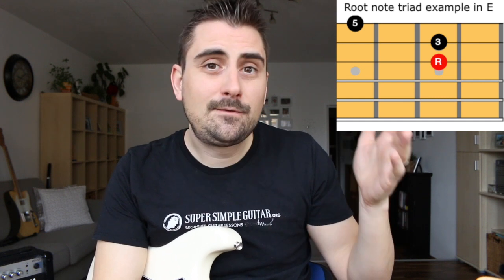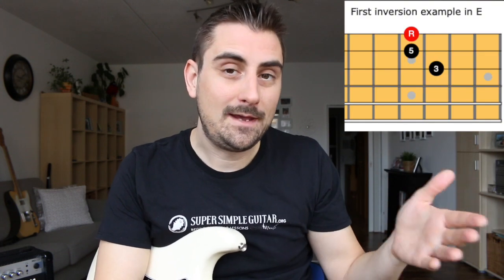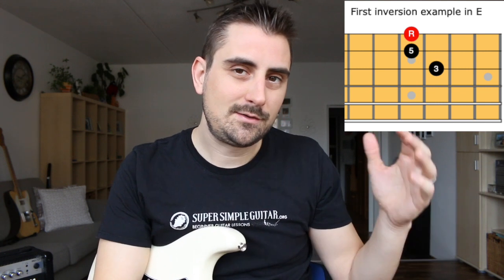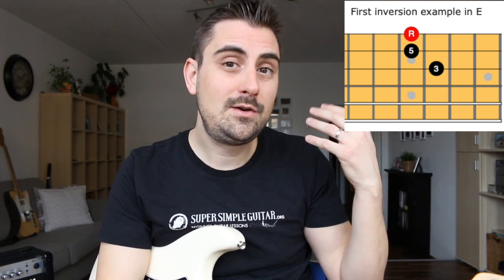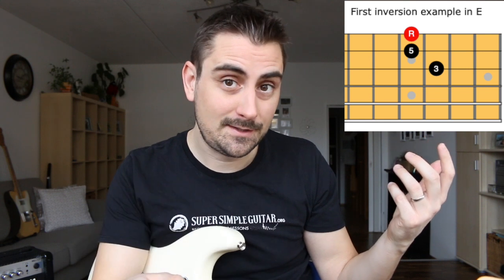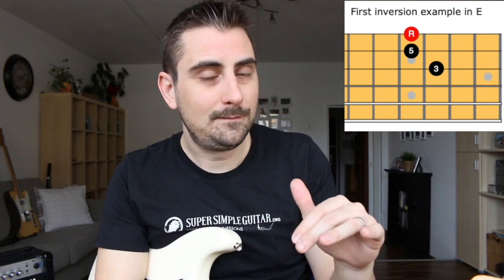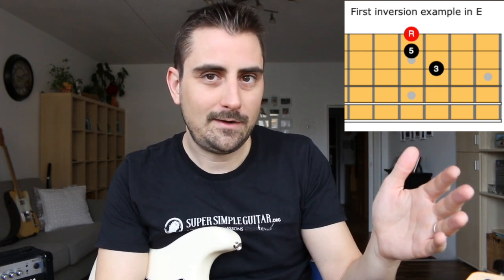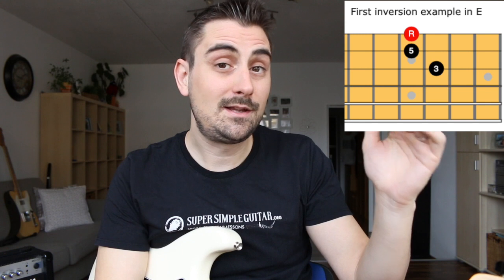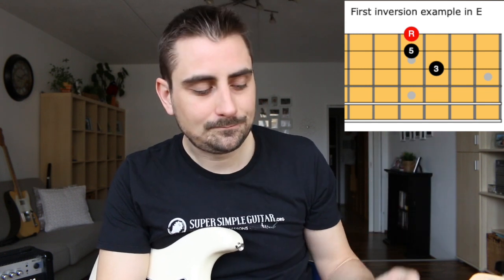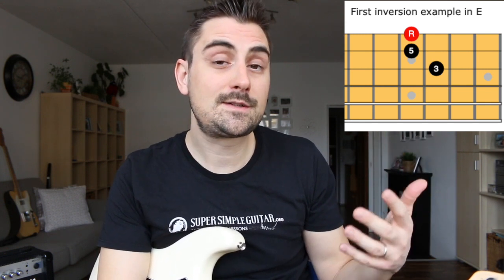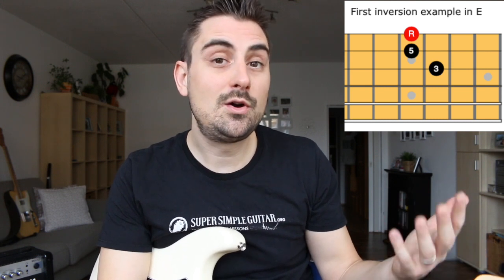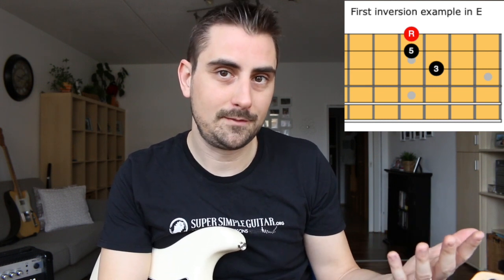So the first inversion happens if you were to take the 3rd and put it as the lowest note. So now the lowest note in the chord, or the note that the ear is hearing first, is the 3rd and not the 1. So you still have the 1 in there, and the 5, the 1, the 3, and the 5, right? But now your 3rd is the lowest note that's being heard, okay? So that would be called the first inversion, since it's no longer a root position chord, okay?